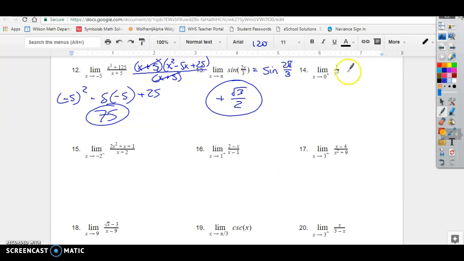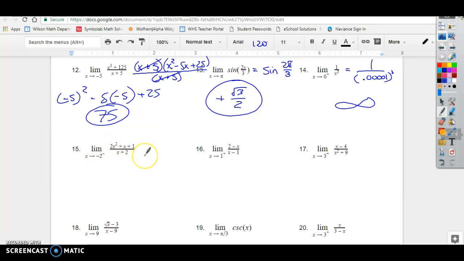Okay, it looks like we're approaching 0 from the positive side of 1 over x cubed. So I'm thinking of this as 0.00001 cubed. So that's going to be a very, very small number over a large number, which will get a positive infinity.